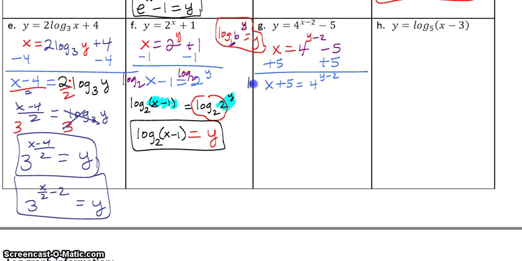What I'm going to do then is I'm going to take log base 4 of both sides, and the reason I chose 4 is because this is a 4. So now let me write this out clearly so you can see what's happening. So I'm taking log base 4 of both sides. And the reason I wanted to do that is because right here, that cancels. So I'm left with y minus 2 on that side.